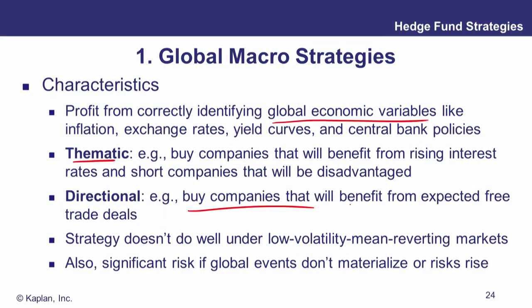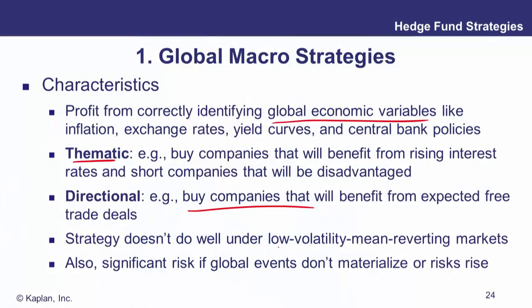Directional, we're simply going to be buying companies that are going to benefit from, in this case, this example, free trade deals. So again, it's a global macro factor. A free trade deal between two countries rather. We're going to simply take a long position in companies that are going to benefit. So mainly long in terms of directional.